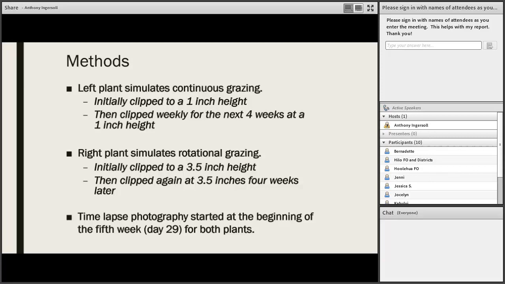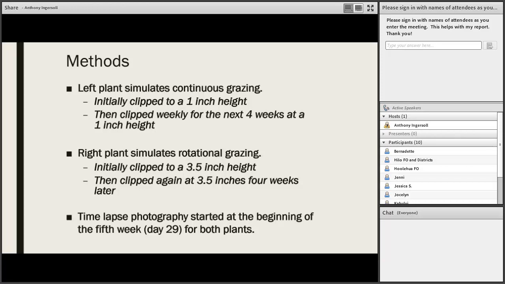They clipped it to a 1-inch height, and they clipped it every week for the next 4 weeks at that 1-inch height. The plant that's going to be showing up on the right, they tried to simulate something more like rotational grazing. They initially clipped it to a 3.5-inch height, and they clipped it again at 3.5 inches 4 weeks later. So there's going to be time-lapse photography that we're going to look at that's going to begin at the 5th week, and it's going to go for both plants.